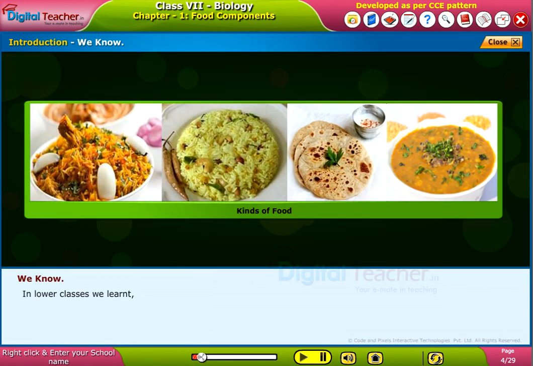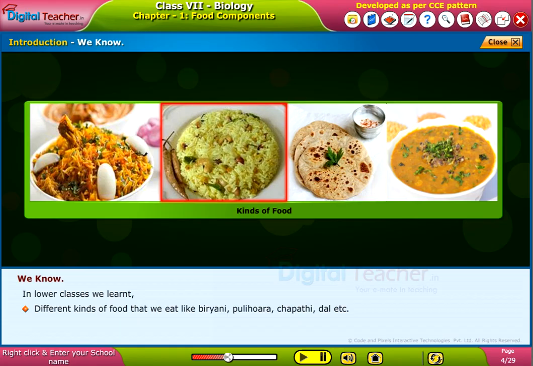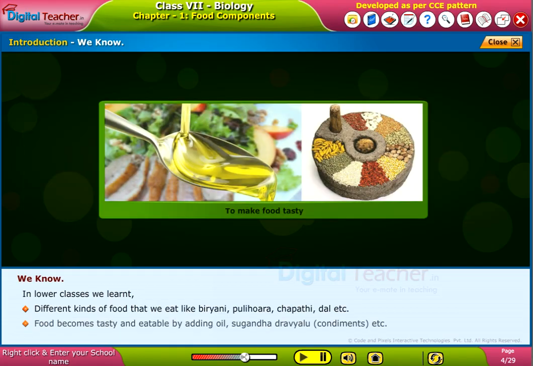In lower classes, we learned different kinds of food that we eat like biryani, pulihora, chapati, dal, etc. Food becomes tasty and eatable by adding oil, sugandha dravyalu or condiments, etc.